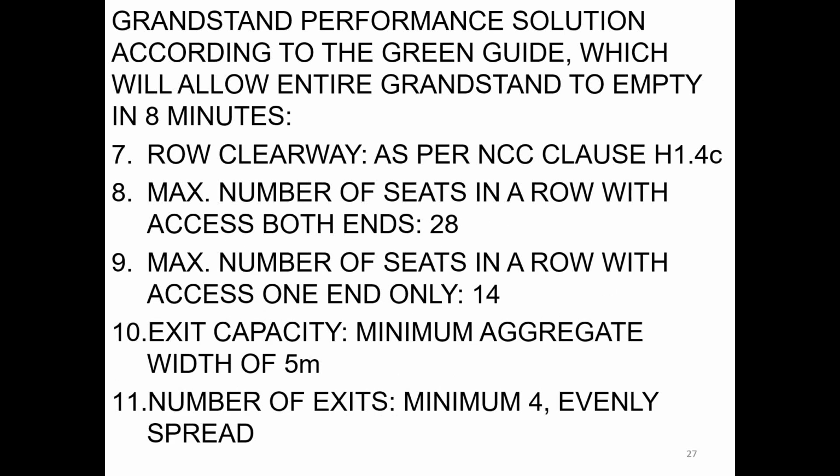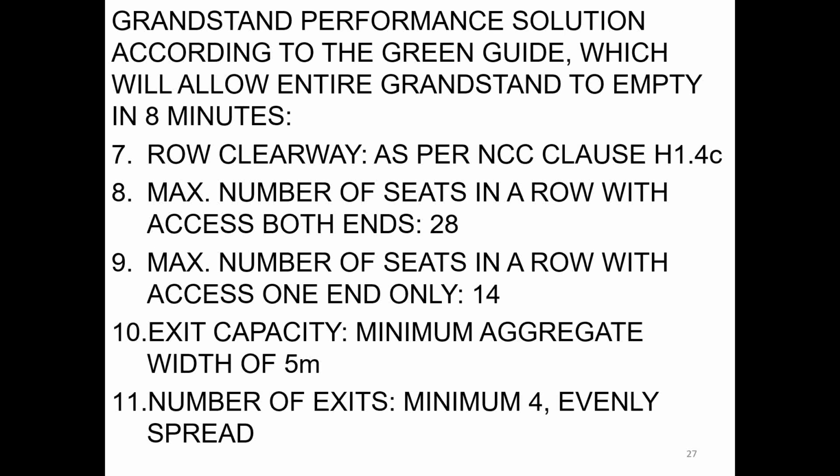Continuing along here, we will follow the NCC clause H1.4c in terms of row clearways, but we will follow the Green Guide in terms of the maximum number of seats in a row. So when you have access to both ends, you can have up to 28 seats in a row, and if you only have access from one end, then you can only have 14 seats in a row.